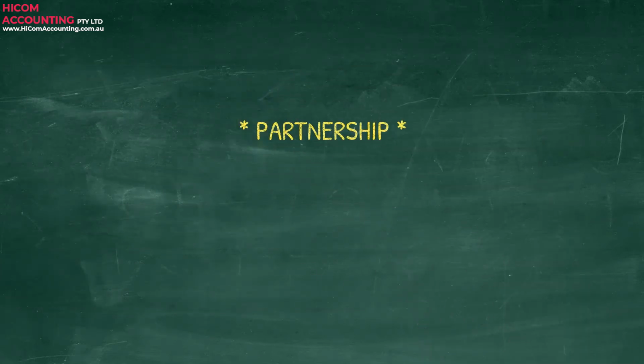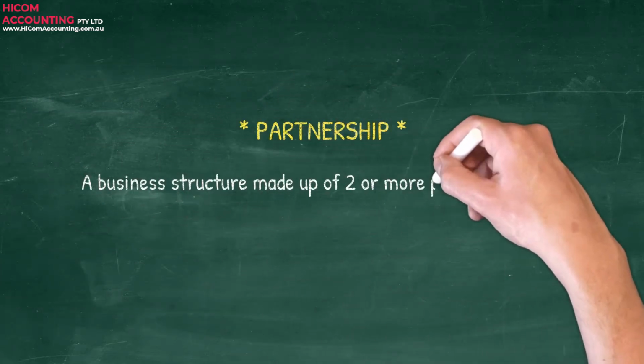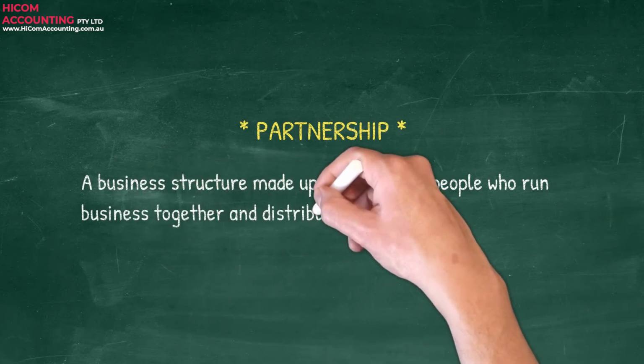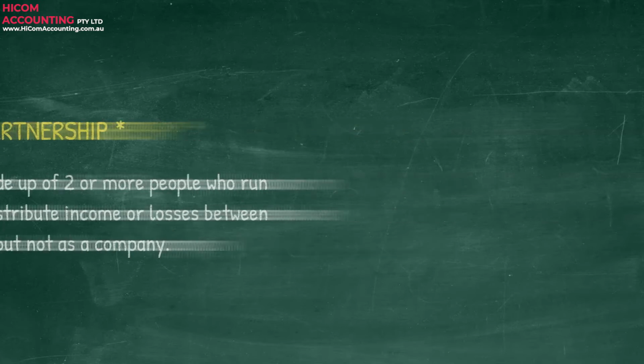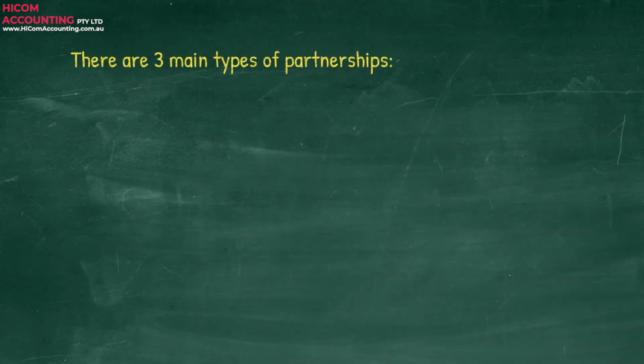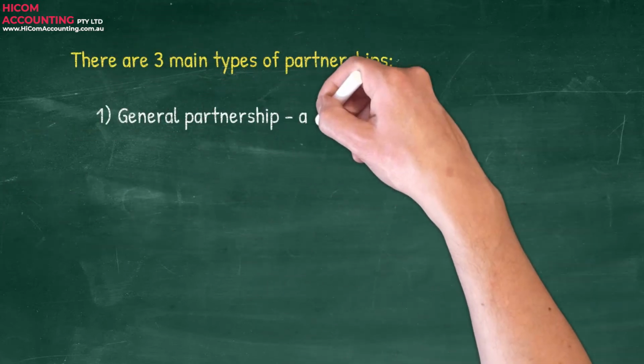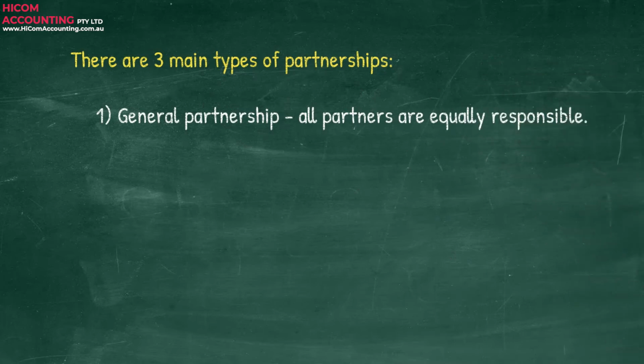Partnership. A business structure made up of 2 or more people who run a business together, and distribute income or losses between themselves, but not as a company. There are 3 main types of partnerships. 1. General partnership. This is where all partners are equally responsible for the management of the business, and each has unlimited liability for the debts and obligations it may incur.